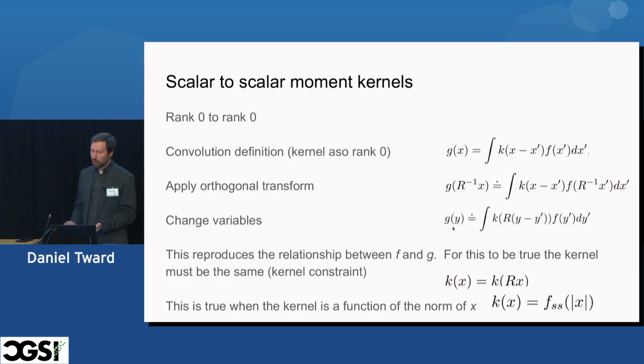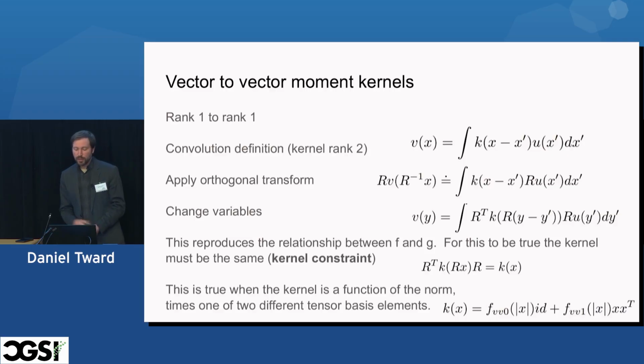So if that's true for all f and g, it means these kernels are equal. Therefore, k of x equals k of rx. So this gives us a constraint we need to put on our kernel, and a radially symmetric function satisfies that constraint. Now, radially symmetric functions are not very detailed. We want more complex neural networks, which is why we build them up using vectors and matrices and higher-order tensors as well. So here's another example where we consider a mapping between vector fields and other vector fields.